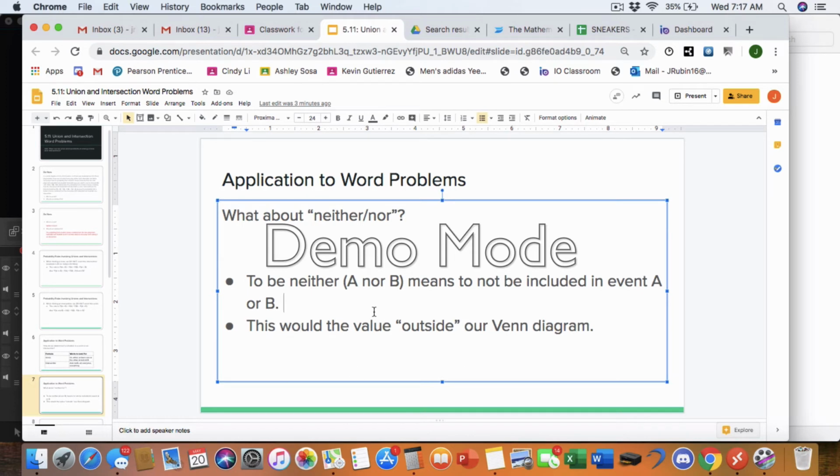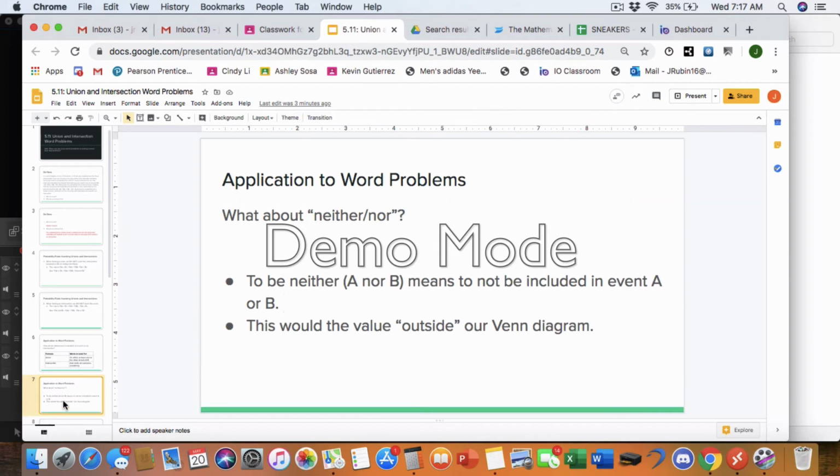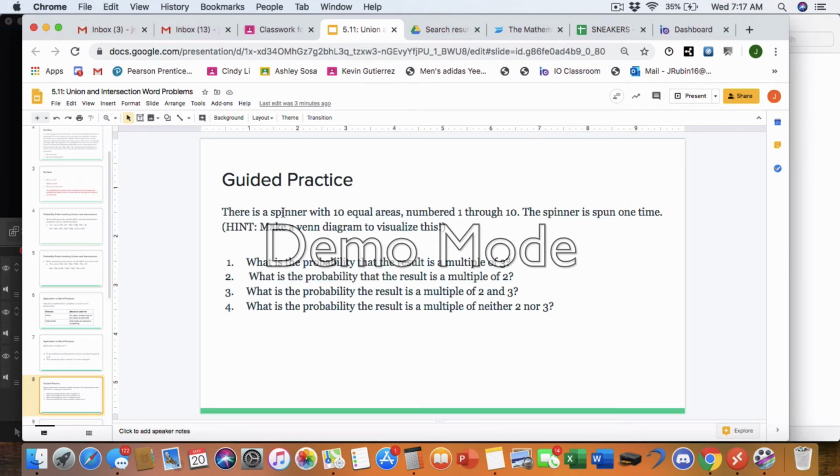For this guided practice, there's a spinner with 10 equal areas numbered 1 to 10. The spinner is spun one time. You're going to answer these 4 questions based on this scenario. My hint to you is make a Venn diagram, at least to put your numbers 1 to 10 in the right spot. It'll make it so much easier to calculate the probabilities. I promise you that.